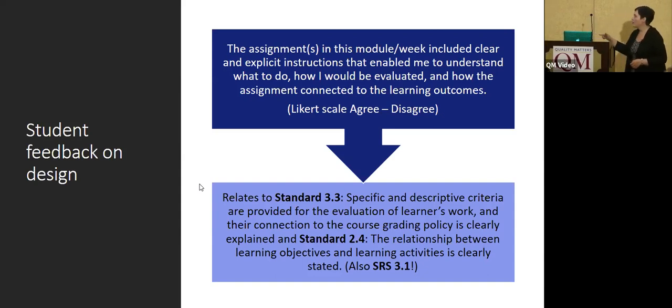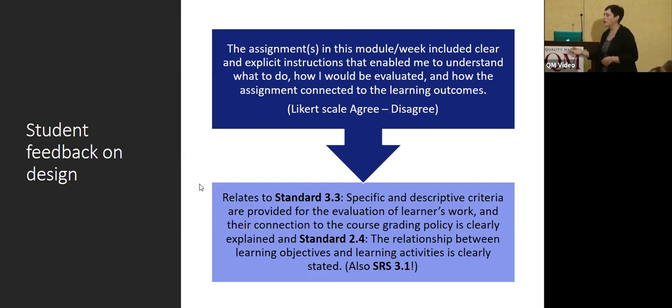And this connects to QM standards. So we have standard 3.3, specific and descriptive criteria provided for the evaluation of students' work. And then also 2.4, that relationship between the learning objectives and the learning activities is made clear to students. And 3.1 as well, that alignment standard for our assessments, right? So we put in all this good work to meet these standards. Let's ask our students how we're doing.